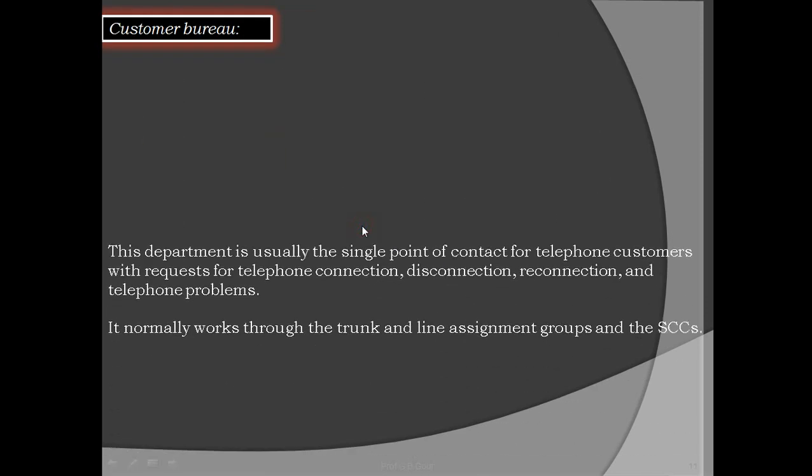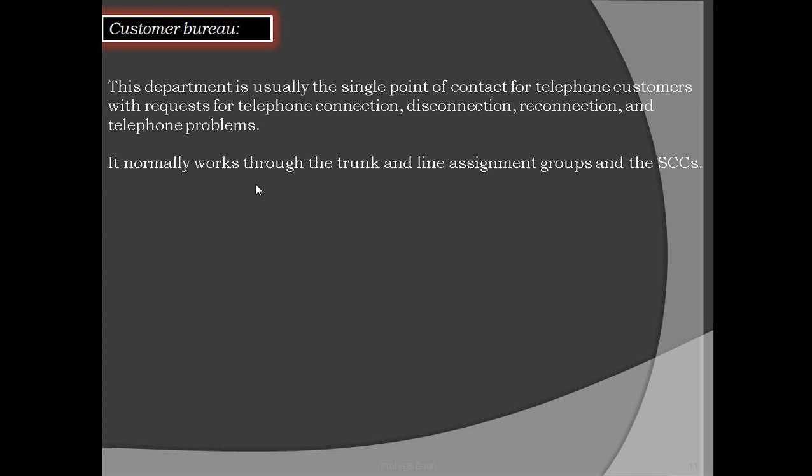So next comes the customer bureau. It normally works through the trunk and line assignment groups or SCCs, because to the trunks or line assignment groups, LMs and TMs, your subscribers are attached. Through that only, with the help of SCC, the subscribers' problems will be revised or resolved. Like the problems may be telephone connection or disconnection, reconnection, or maybe some telephone problems.